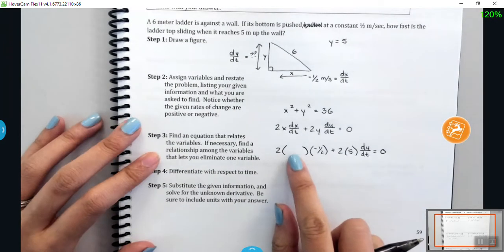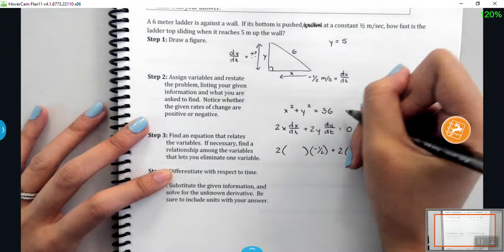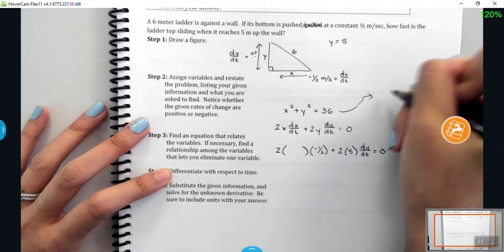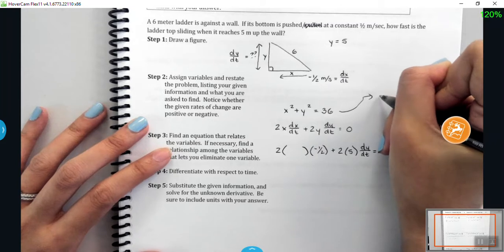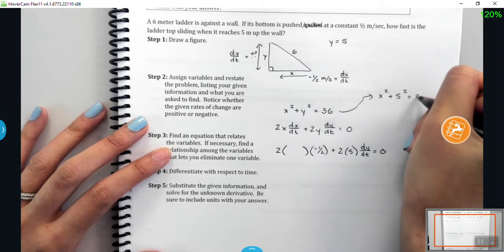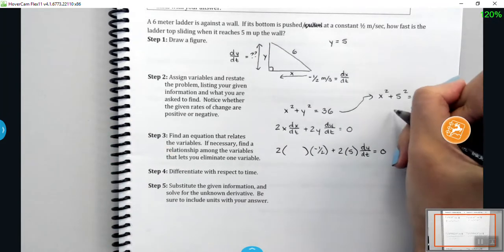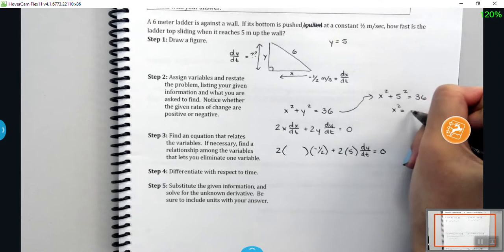And then I need to find x here. So we go back to our original equation. And we go, okay, if y is 5, what does x have to be? x squared plus 5 squared equals 36. 36 minus 25. x squared equals 11.